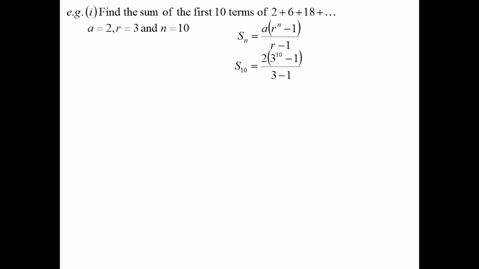Okay, let's find the sum of the first 10 terms of this particular pattern, 2, 6, 18, and so on. So the first term's 2, our ratio is 3, and we have 10 terms. So subbing in, 2 times 3 to the power of 10 minus 1. Well, we got lucky with this one because, of course, the bottom of the fraction, 3 minus 1 is 2, and that will cancel with a 2. 3 to the power of 10 minus 1, there it is, 59,048.